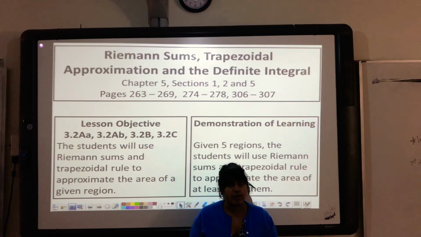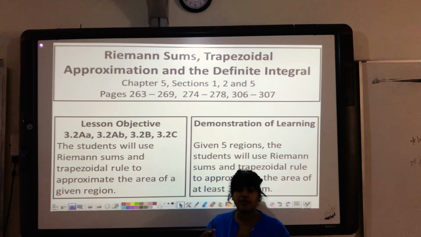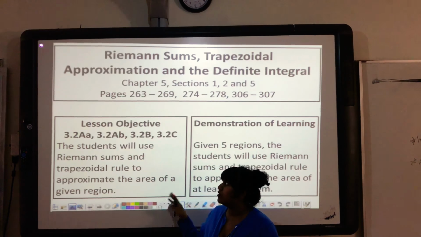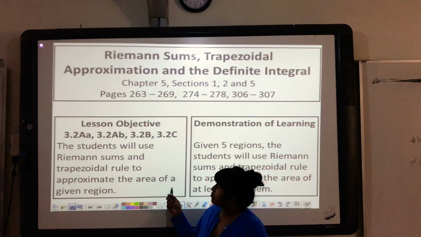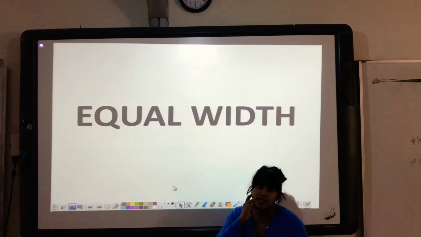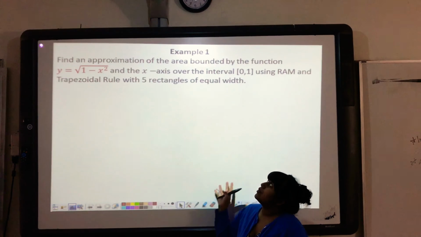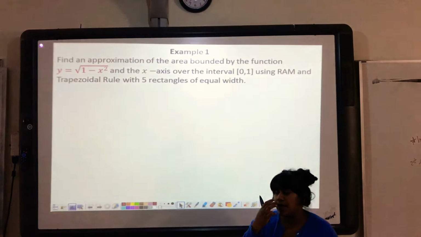Today we're going to talk about Riemann sums, the definite integral, as well as the trapezoid rule. This is unit 6.1. This is beginning our new semester, so all of this should be brand new information. We're going to first begin with what we call equal width Riemann sums. And so to do that, we have to explore some graph problems.